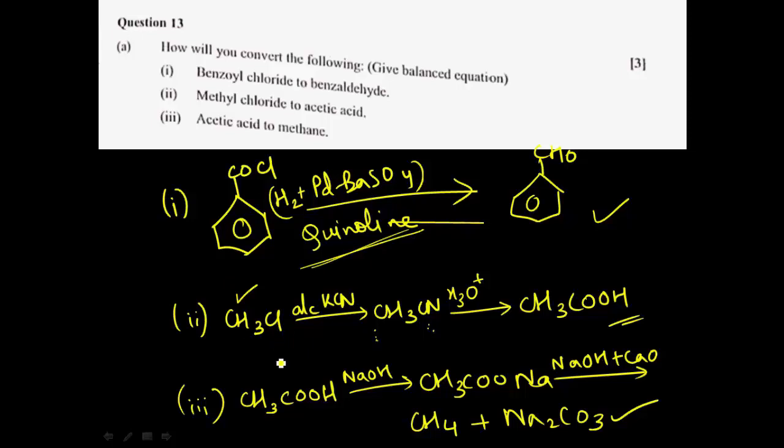The second reaction is methyl chloride to acetic acid. So this is chain upgradation. From 1 carbon chain we are going to 2 carbon chain by this reagent. This is an epic reaction. You have to remember this. And when we hydrolyze cyanide, we get acetic acid. Okay. The third reaction is acetic acid to methane. Now this is an epic reaction too. If you remember the name of this reaction, just comment down below.